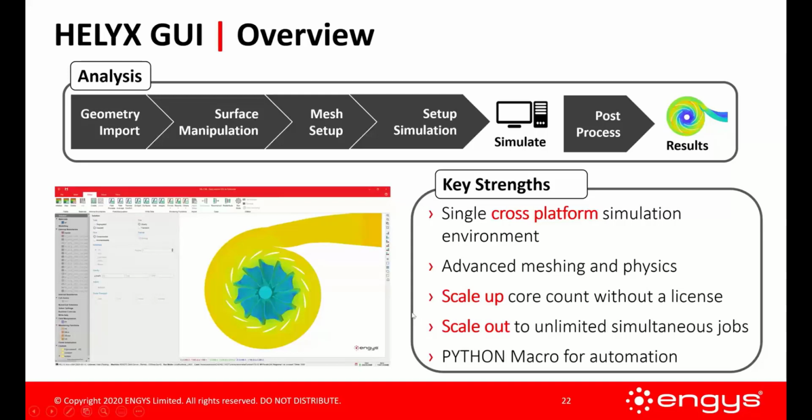One important characteristic is that you can scale up core count without a license. So running 10 cores is the same as running 100 cores or 500 cores or 1,000 cores. You can scale up to unlimited simultaneous jobs. So while one job is running on HPC, I can submit another job to run simultaneously. And then finally, one other core strength that I like is the Python macro for automation. So we can take this entire process of analysis to generate a result, and we can record a journal from within the GUI, and then we can replay that, we can automate that, and if we like to use Python scripting, we can definitely automate a lot of our steps.